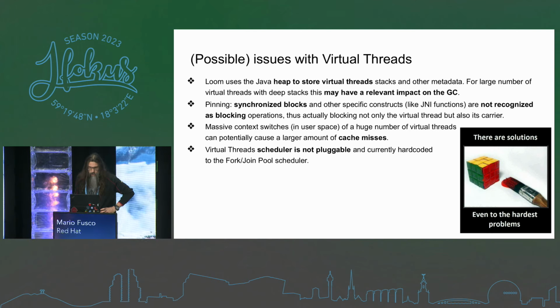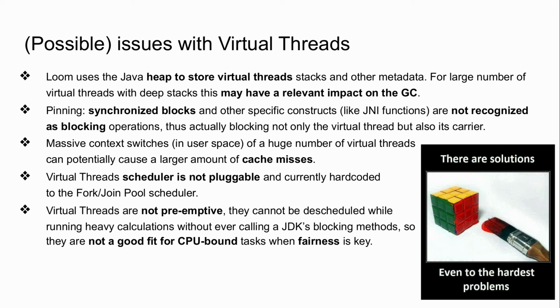Another issue is that virtual threads are not preemptive. What I mean by this is that when a virtual thread performs an IO operation and blocks, that virtual thread is removed from the carrier, and that carrier is available to do something else for a different virtual thread. The problem is, what happens if the virtual thread never blocks? What happens if it performs a purely CPU-bound operation and never blocks?